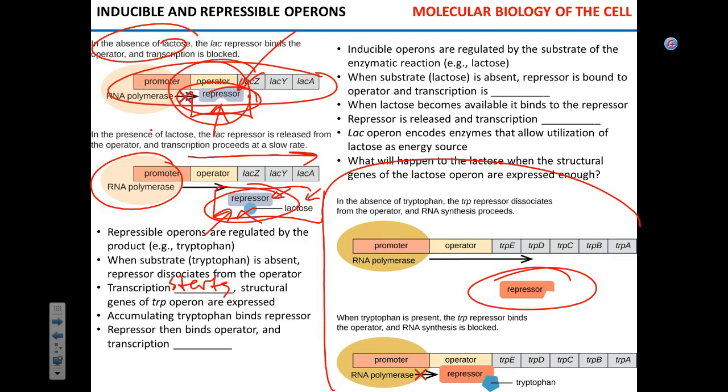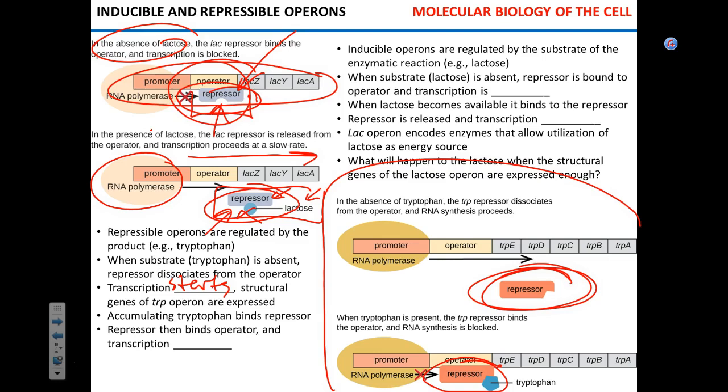Tryptophan levels rise and rise, and when they reach a certain level, tryptophan starts to bind to the repressor, and the complex of tryptophan with the repressor binds to the operator sequence. Does that make sense? When it is bound to the operator sequence, can transcription happen? No, it cannot, because it simply blocks the way for RNA polymerase. When there is no transcription, gene products are not made.